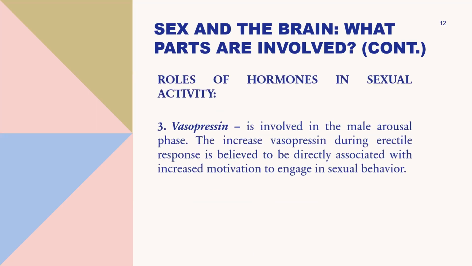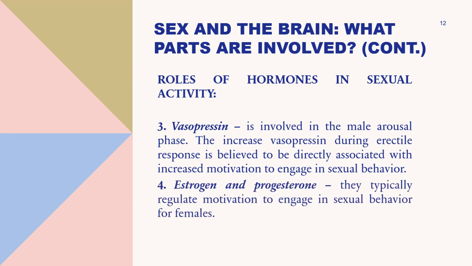The fourth one is vasopressin. It is involved in the male arousal phase. The increase of vasopressin during the erectile response is believed to be directly associated with increased motivation to engage in sexual behavior. And lastly, we have estrogen and progesterone. They typically regulate motivation to engage in sexual behavior for females.